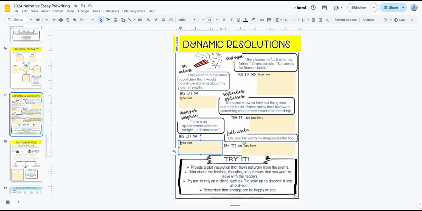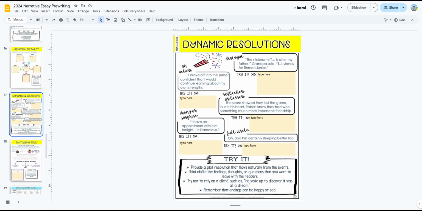And then full circle. Full circle would mean you swing back to the beginning of your story and wrap it up by referring back to something you talked about in the beginning. And it says, oh, and I'm certainly sleeping better too. So maybe that was an issue at the beginning of the story.